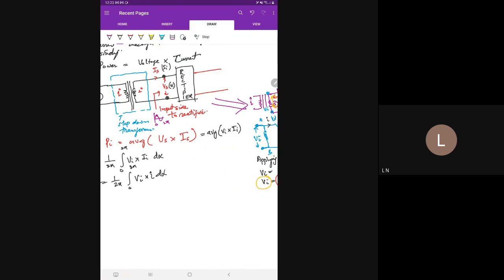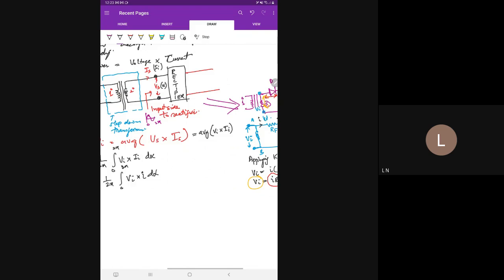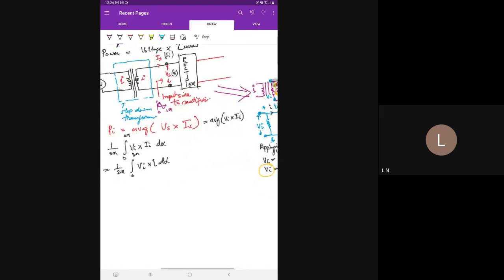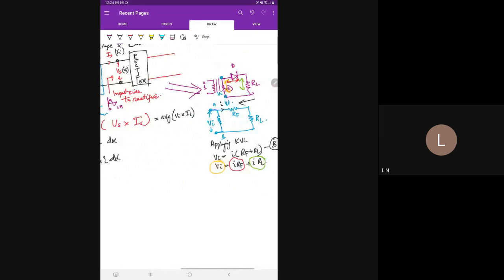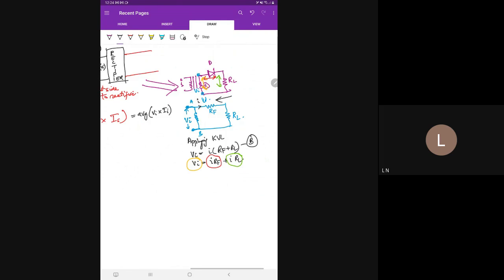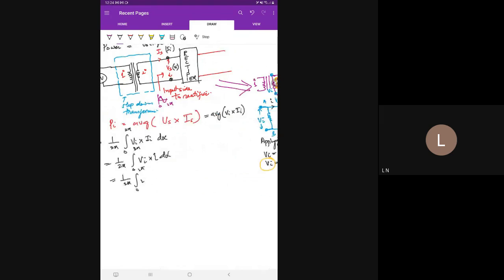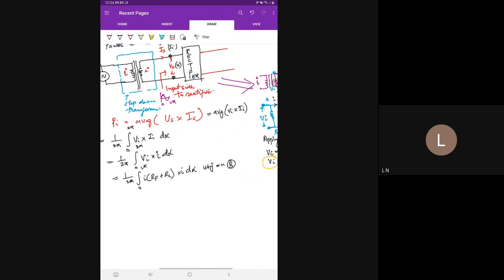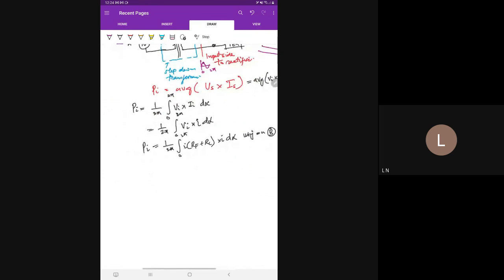And instead of Vi, for example, this is equation B here. Instead of Vi, we can write down I into Rf plus RL. So this will be written as Pi will be equal to integration 0 to 2 pi. Instead of Vi, we will use equation B. It will be I into Rf plus RL into I d alpha using equation B. Okay, so it will be equal to Pi.